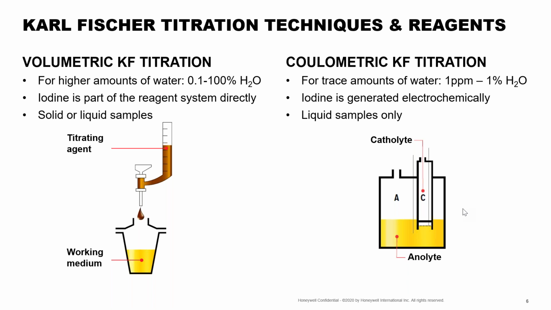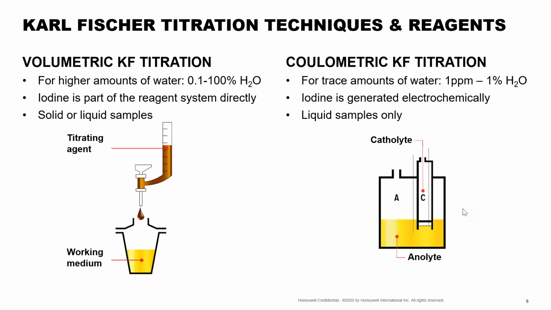And our general rule of thumb here is that we'll recommend volumetric titration for samples with higher water content. So think, kind of in that 1% water all the way up to 100% water, although you can measure a little bit lower as well. And for lower water content, we'll recommend coulometric titration. So think trace amounts of water, very low ppm levels, up to a couple percent of water, so as to not overwhelm the capacity of the reagents.